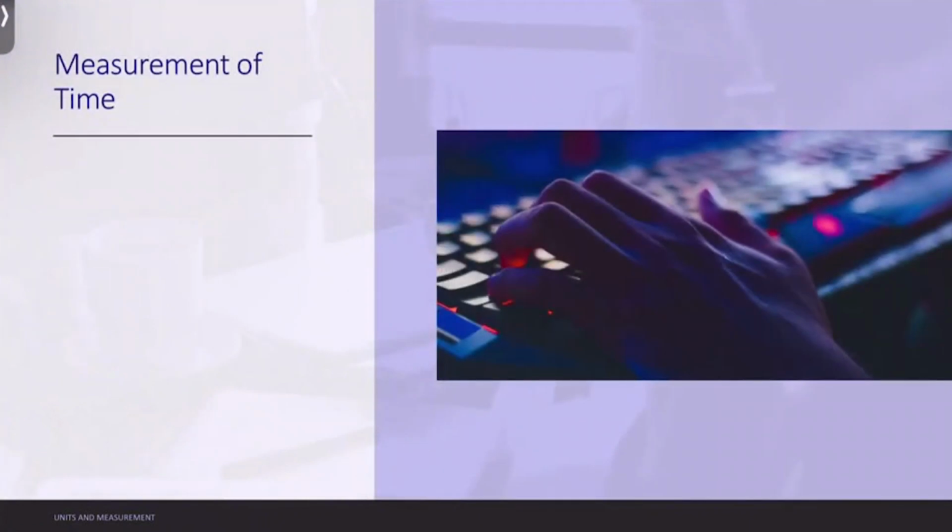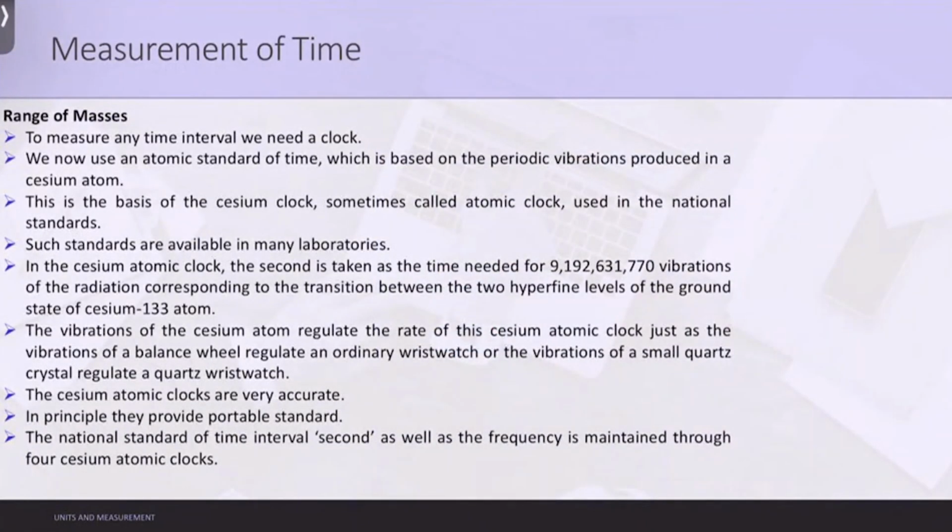Let's go on to the next discussion, that is measurement of time. Okay. So what will we be understanding in measurement of time? Let us see. Okay. Let's start with the range of mass. This is not, so just ignore this line. This is not for range of masses.